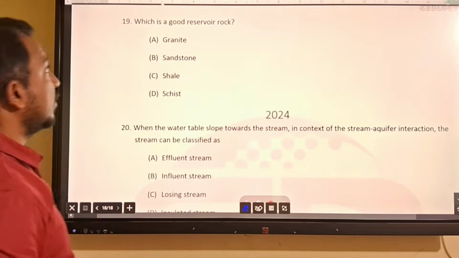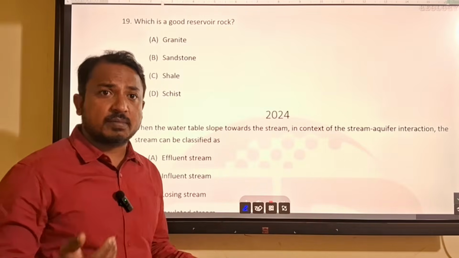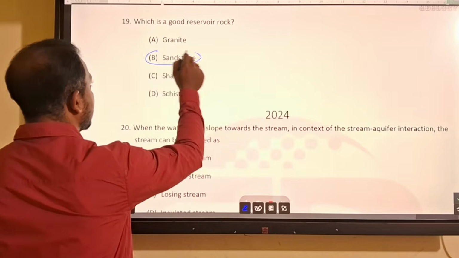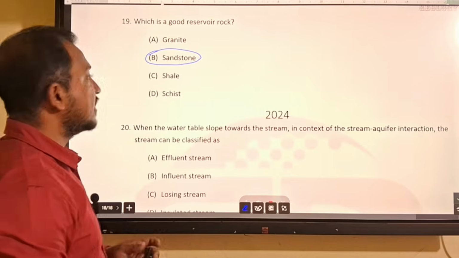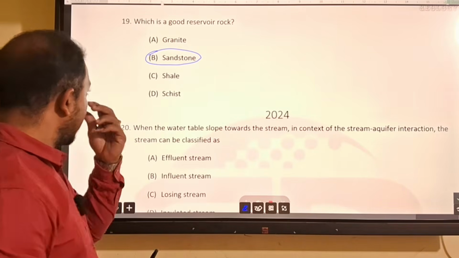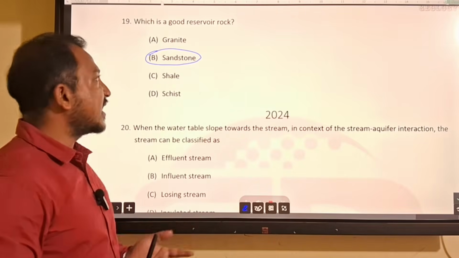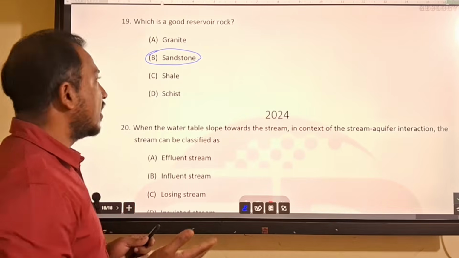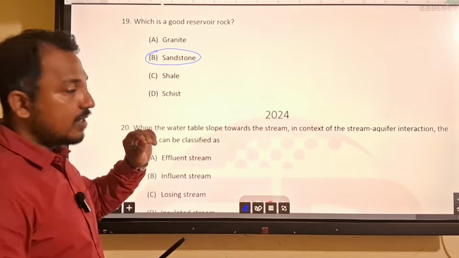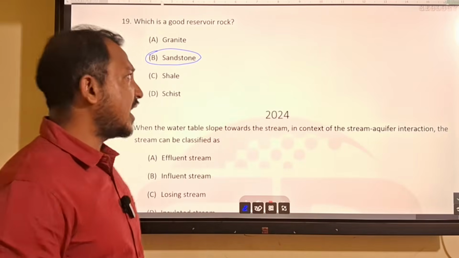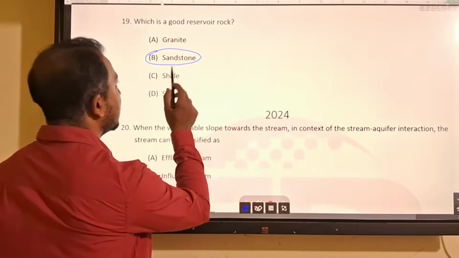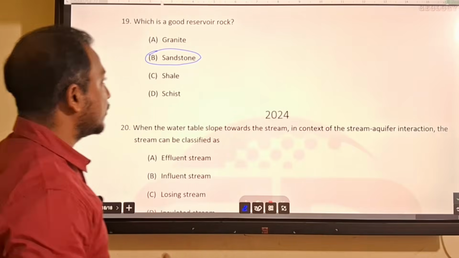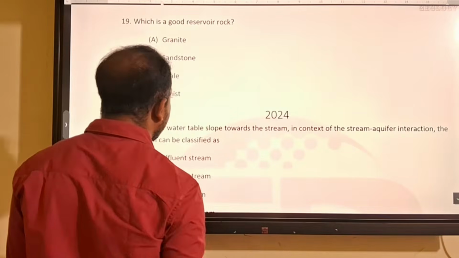Next, which is a good reservoir rock? Reservoir rocks are porous and permeable. So among these, you can say sandstone. It is a reservoir rock; it holds petroleum reserves. Then granite is a fractured rock and cannot have that much porosity and permeability. Shale is porous but impermeable, so it can act as a cap rock. Schist is a metamorphic rock and doesn't have that much porosity. So a reservoir rock is mostly a sedimentary rock, mostly sandstone and limestone. And shale and clay are cap rocks.